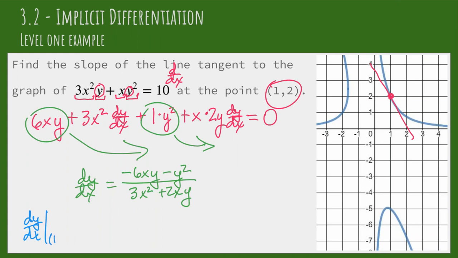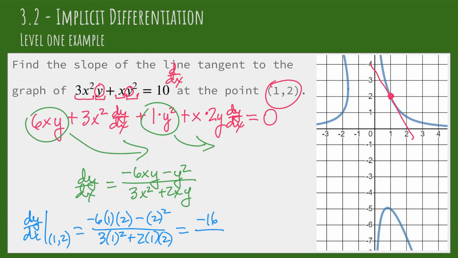evaluated at the point 1, 2. So we're putting 1 anywhere we see an x, 2 anywhere we see a y. So we have negative 6 times 1 times 2 minus 2 squared over 3 times 1 squared plus 2 times 1 times 2. So simplifying, we get negative 12 minus 4 is negative 16 over 3 plus 4 is 7, and we get negative 16 sevenths.